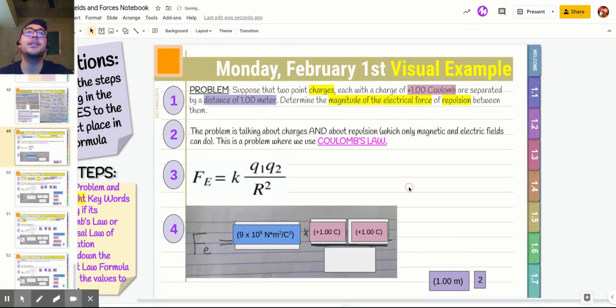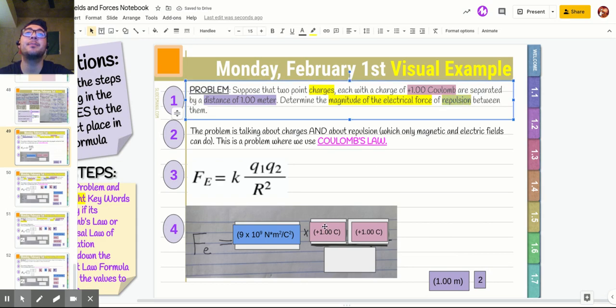Fun fact, the reason it's repulsion is because it's a positive and a positive. And what happens when you get a positive and a positive? They repel. Remember, same charges repel, opposites attract. But since they have the same charge, they're going to repel. Hence why it says repulsion.